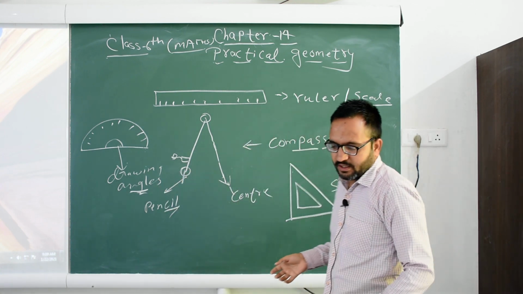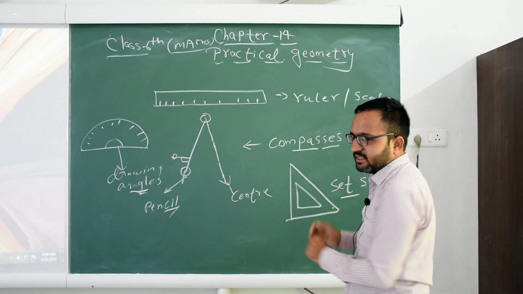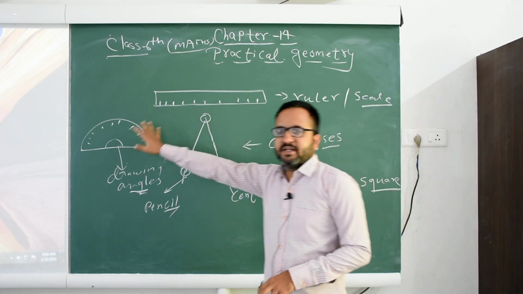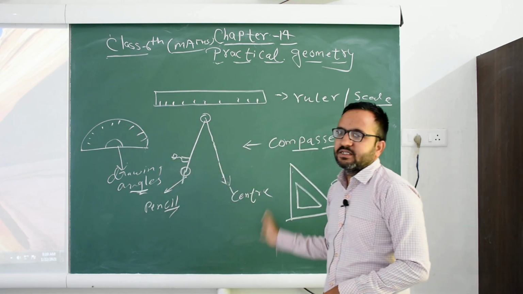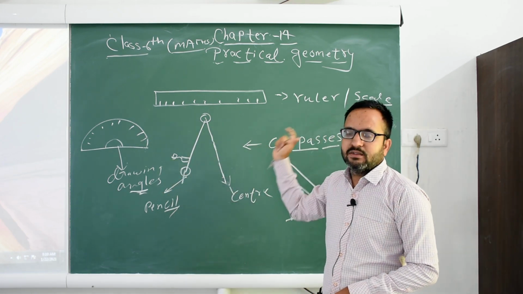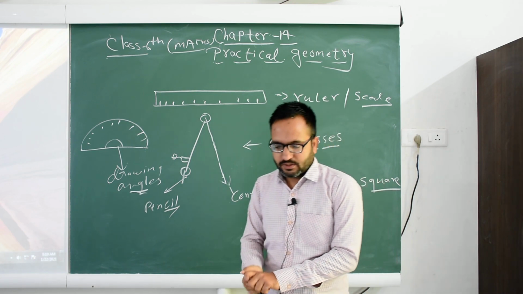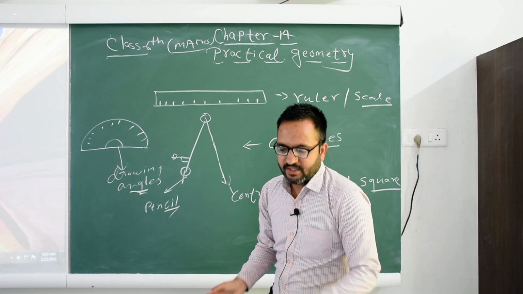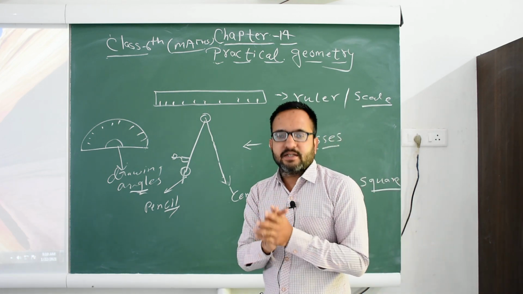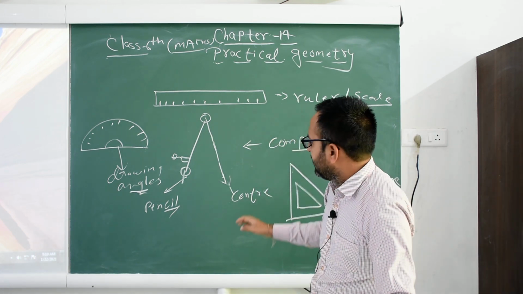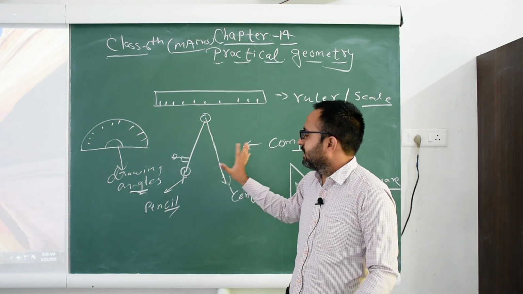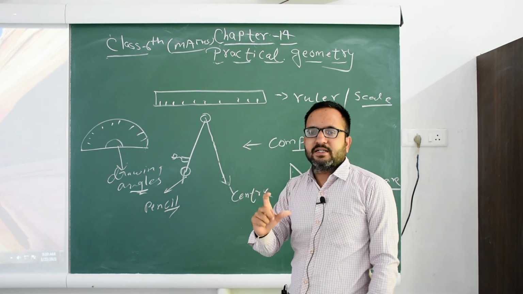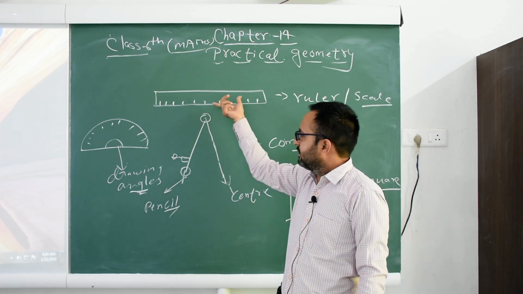So with the help of these instruments, ruler, compass, set square, protractor, we are going to solve this chapter. First of all we discuss how to construct a circle. How to construct a circle with the help of compass and ruler.